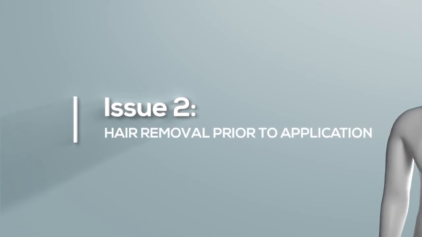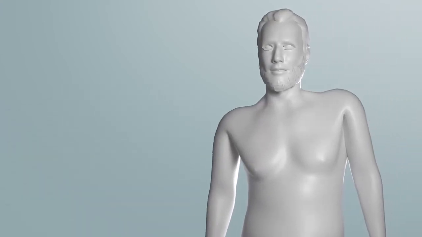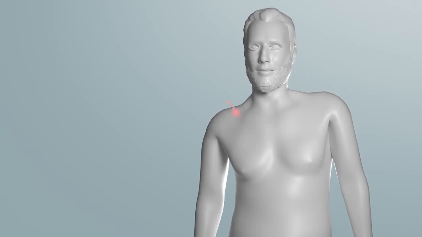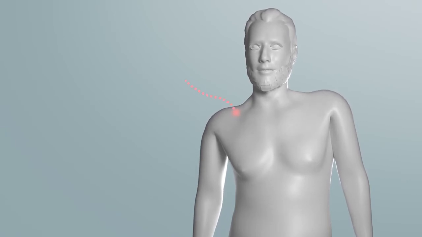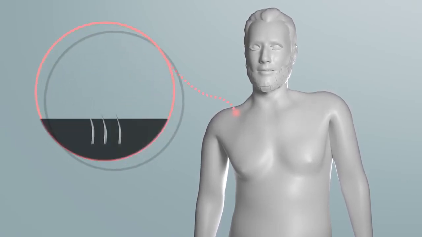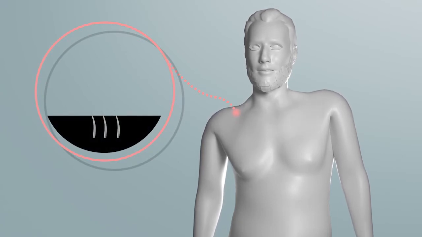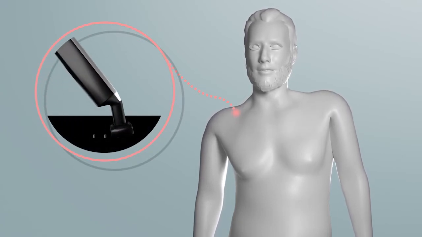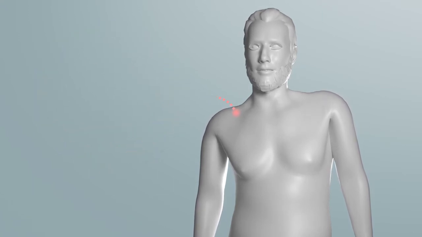Issue 2. Hair removal prior to application. When treating a male patient, make sure that the anchor site is free of excess hair. Many offices utilize an electric trimmer for ease of use when removing the hair from the application site. This can be done in a matter of seconds.